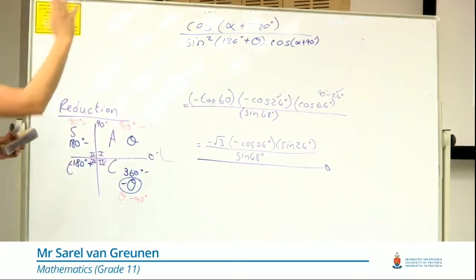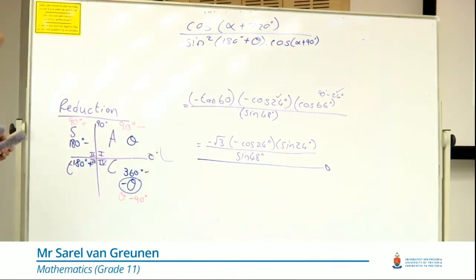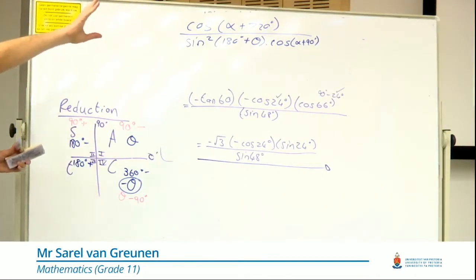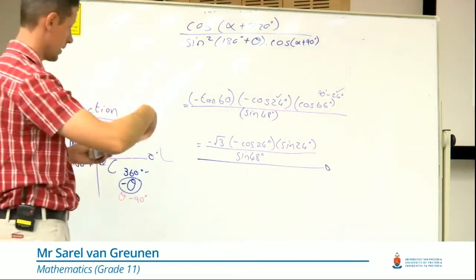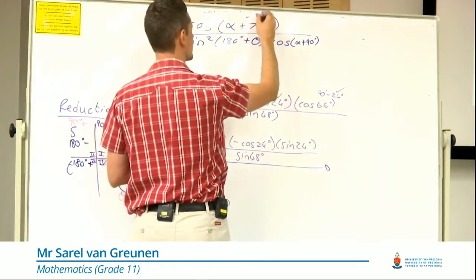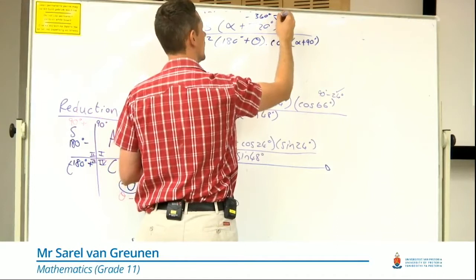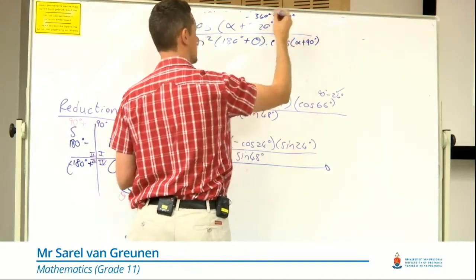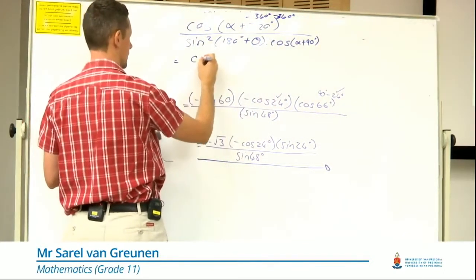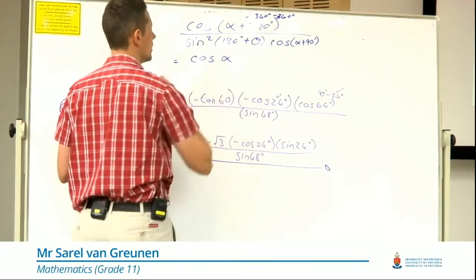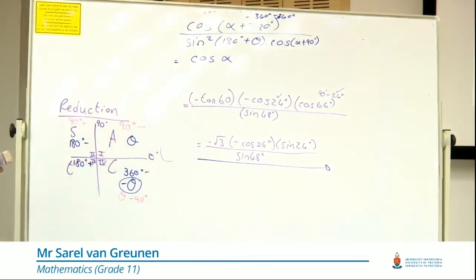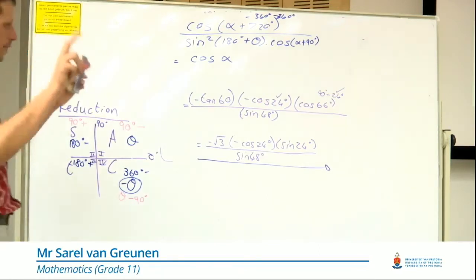Again, that plus 720 is way too big. So I'm going to subtract 360, and I'm going to subtract 360 again, leaving me with just cos of alpha. Okay, not negatives or positives or anything, it's just cos of alpha because the 720 just fell away.